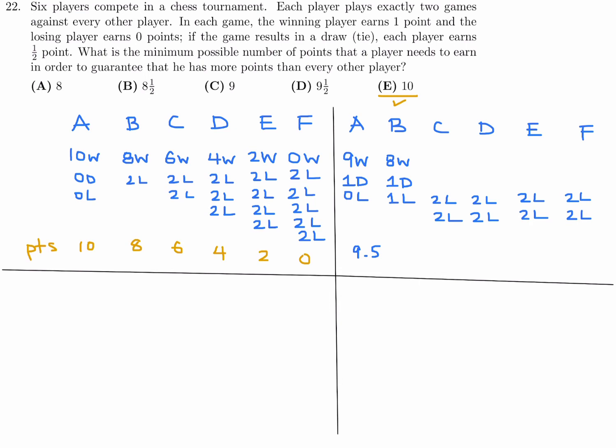C, let's just keep it simple and say he lost 4, so he won 6. Distribute those 6 losses. D lost 6, so won 4. Distribute those 4 matching losses. E lost 8, that means he won 2. Distribute those 2 losses, and then that means F has 0 wins. So the points will be as follows. We have 9.5 as previously calculated. Here will be 8.5, and then the rest will be 6, 4, 2, and 0.